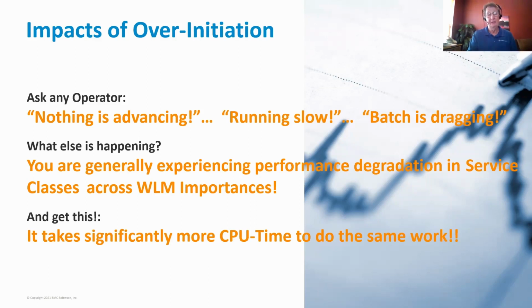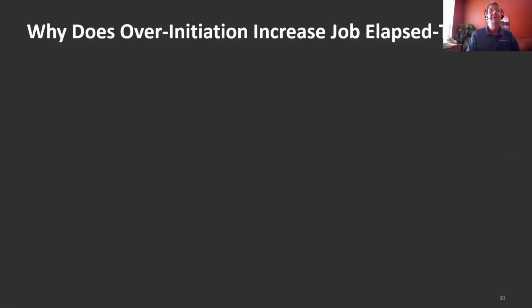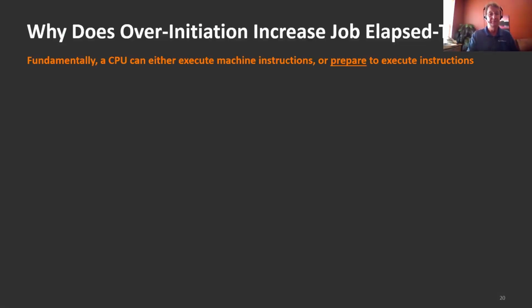Gee, I wonder what impact that has on your licensing models. Tailor fit pricing, reporting a peak rolling 4-hour average, software licensing, all kinds of things. So that's the impacts, and they're expensive. So why does over initiation increase your job elapsed time?